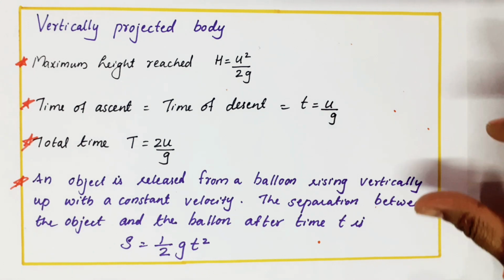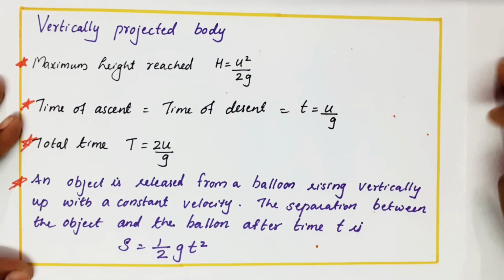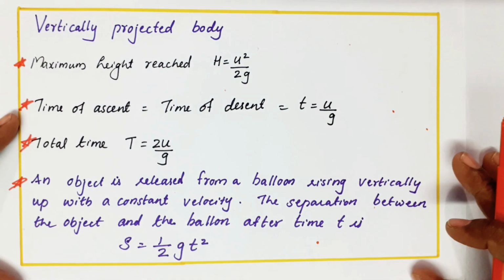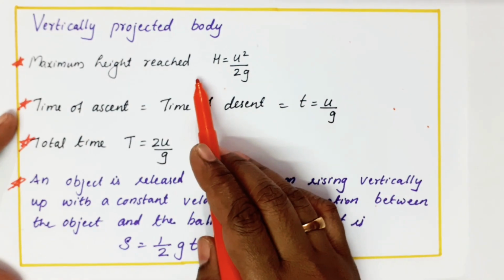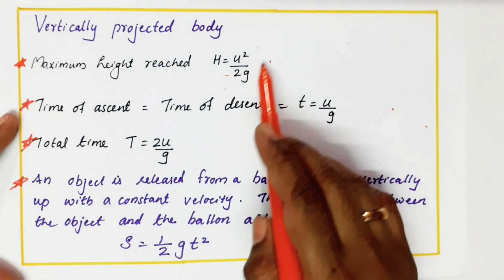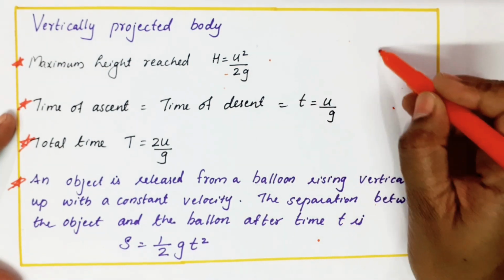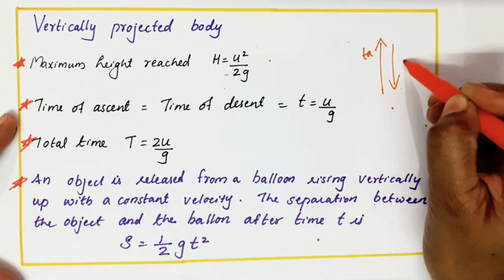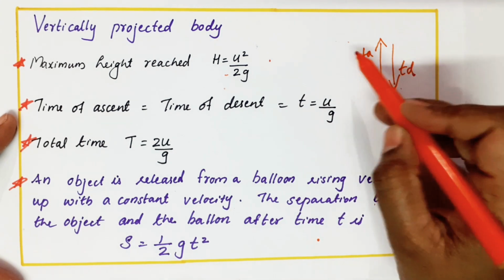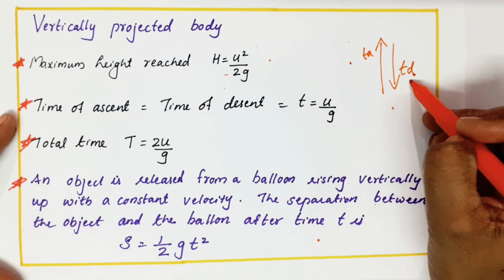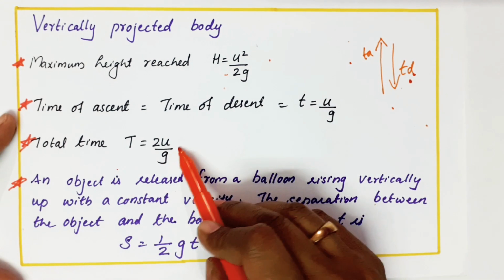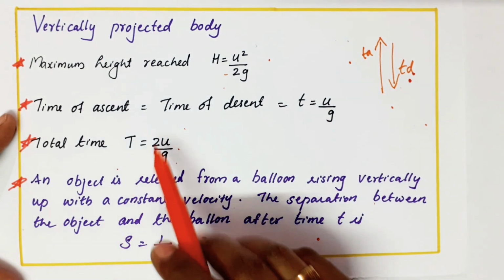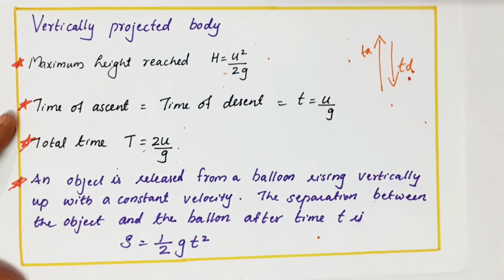Another one is the last and the main case of this one. A body is projected vertically up. What is the maximum height reached by the ball? Maximum height is h equals u square by 2g. When the body is projected vertically up, the time taken to go up will be equal to the time taken for the body to come down. That is, time of ascent equals time of descent. So total time will be equal to 2u by g.